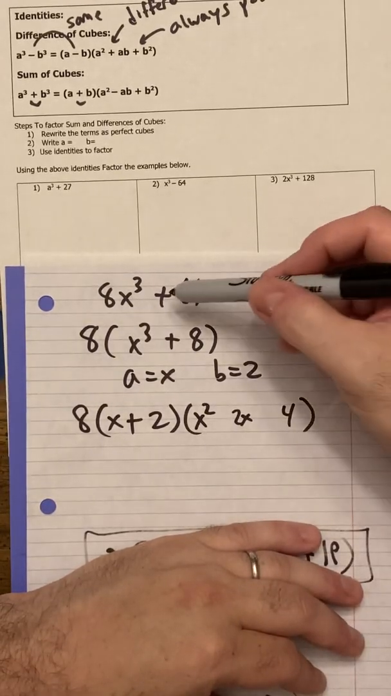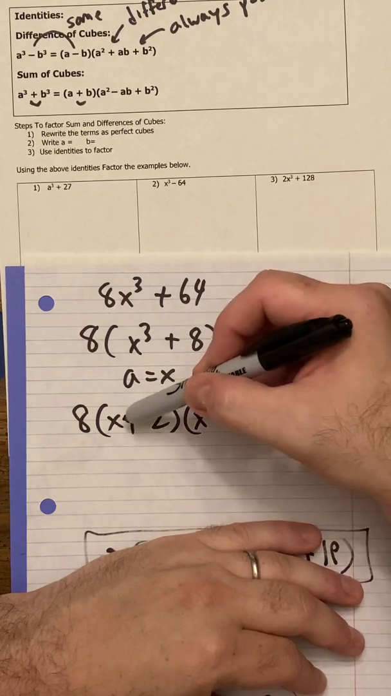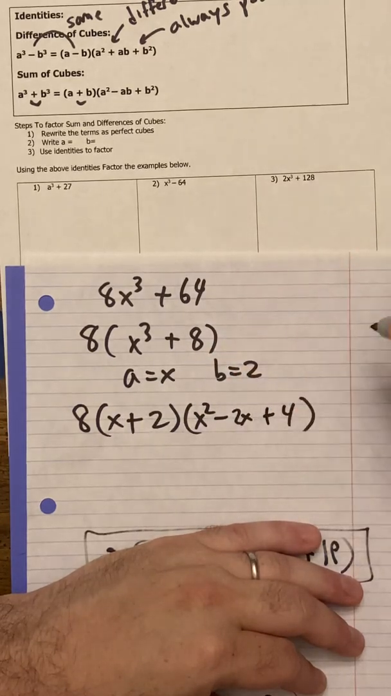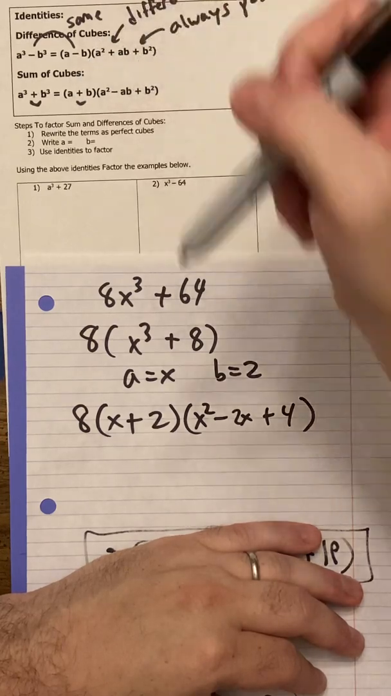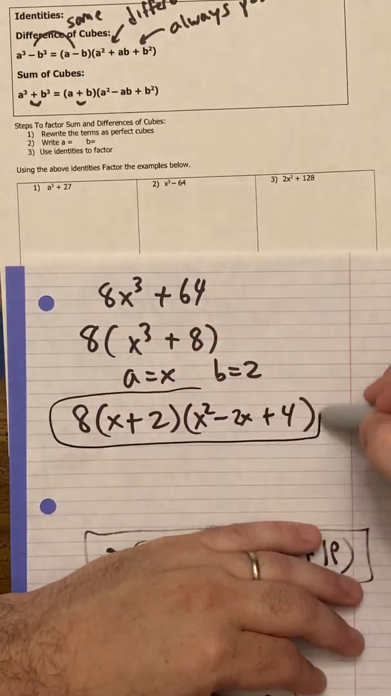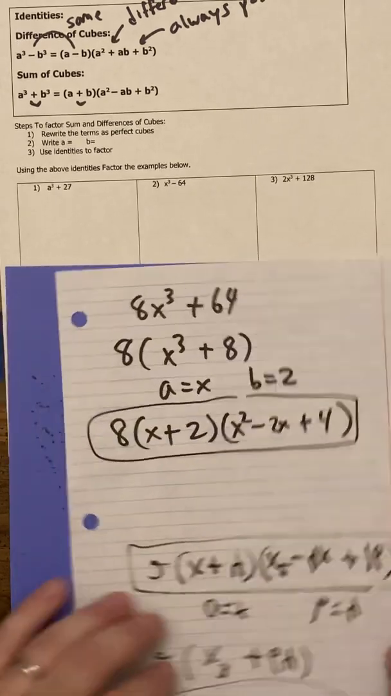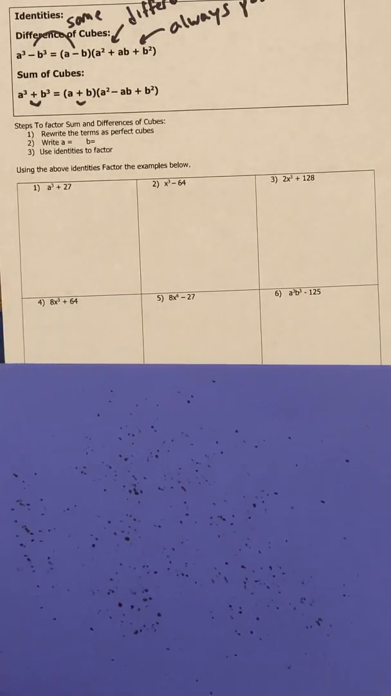Let's check the signs. The original is plus. Same, different, always positive. Same, different, positive. So this is how we factor this problem. All right, let's try the next one.